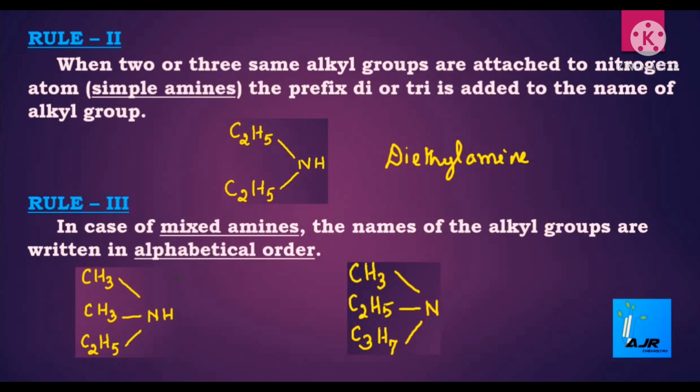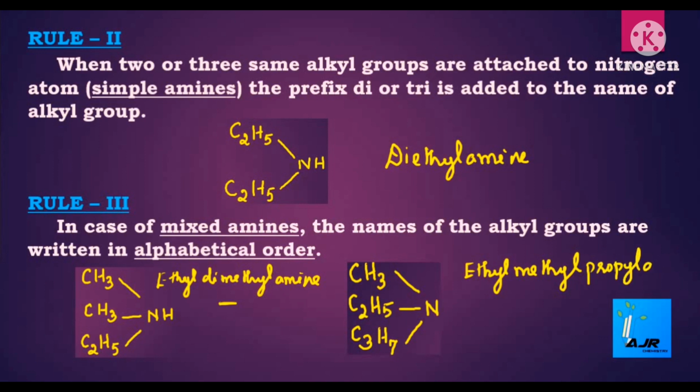So this is the name of the compound: ethyl dimethylamine. Now check the next compound. CH3 methyl group is here, ethyl group is here, propyl group is here. Based on alphabetical order, which will come first? Ethyl will come first, and then methyl will come, and then comes P, that is propyl. So write the name of the compound, students. It is ethyl methyl propylamine. Understood? So this is the name of this compound. Hope you have understood.